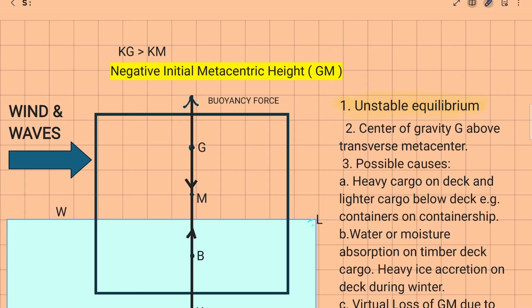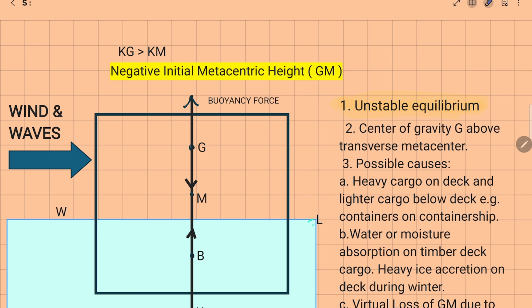But first, let's talk about how it happens and how can we prevent it from happening. So this is a typical case called negative initial metacentric height. GM is negative. G is above metacenter. KG is greater than KM. K is keel. KG is greater than KM.